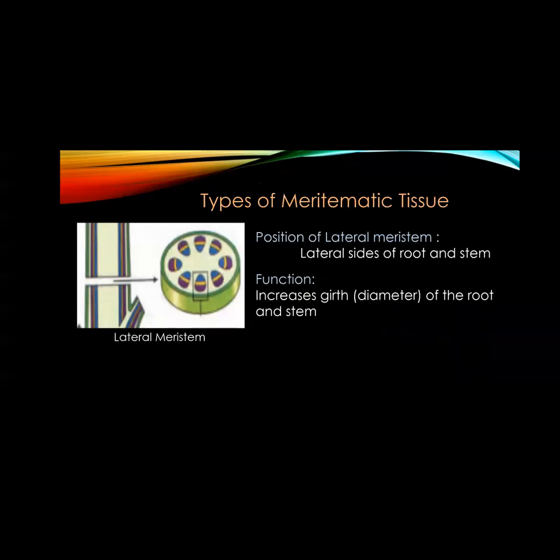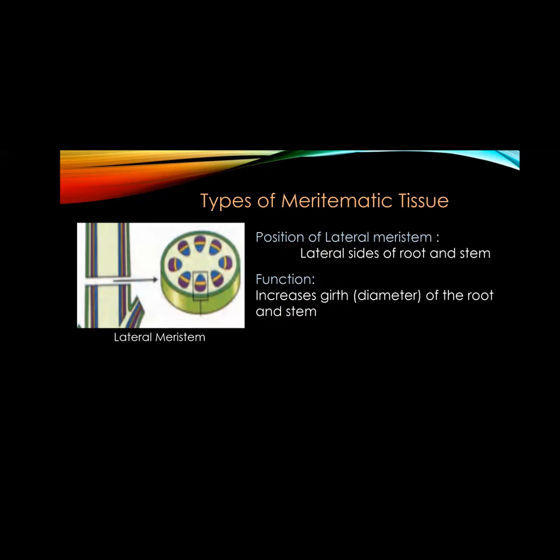The third type of meristem is lateral meristem. Lateral meaning the lateral sides. The meristem that is present on the lateral sides of the plant is known as lateral meristem. Its function is to increase the girth, meaning the diameter, of the root and the stem.